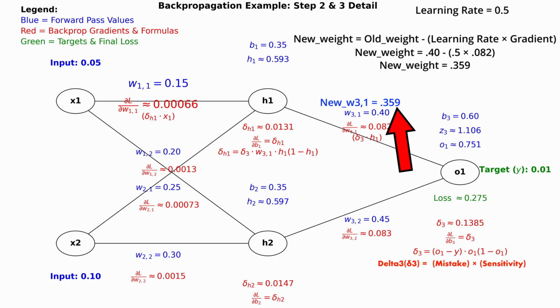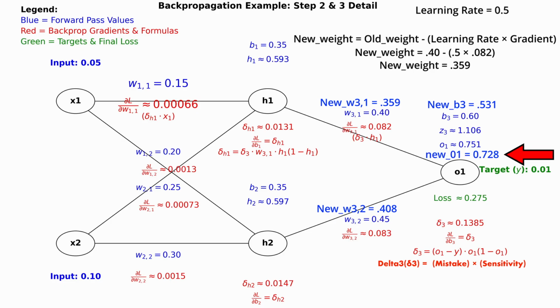We do the same for the others. Weight 3,2 drops to 0.408. The bias B3 drops to 0.531. Back in the first layer, the weights change by tiny amounts because they are deeper in the network. So did it work? If we ran a forward pass again with these new weights, our prediction wouldn't be 0.75 anymore. It would be slightly lower, closer to our target of 0.01. And our loss, the error, would be smaller. But we aren't done yet. One step doesn't get you to the bottom of a mountain. To fully train the network, we repeat this loop. Forward pass, backpropagation, update weights thousands of times. Step by step, the error drops and the model learns.